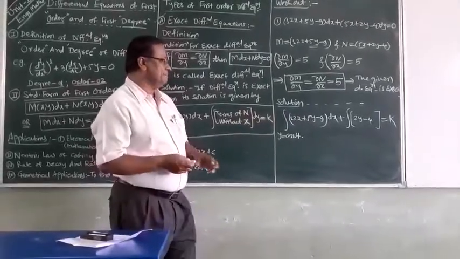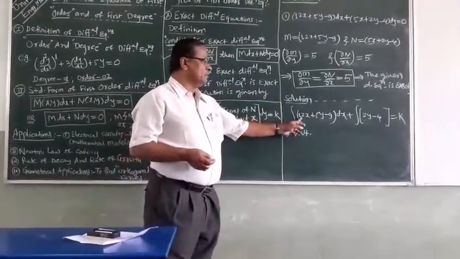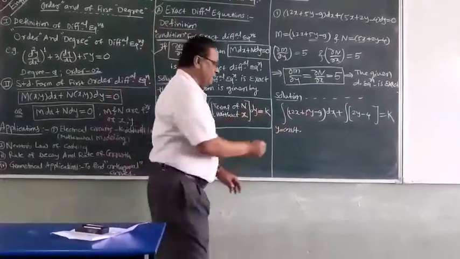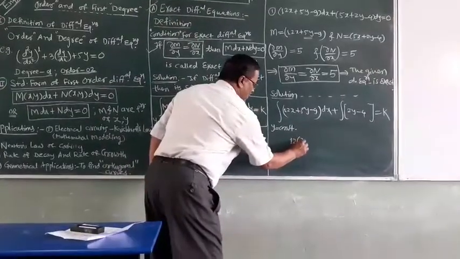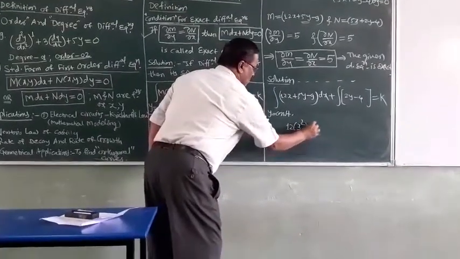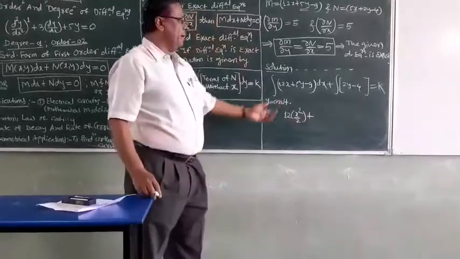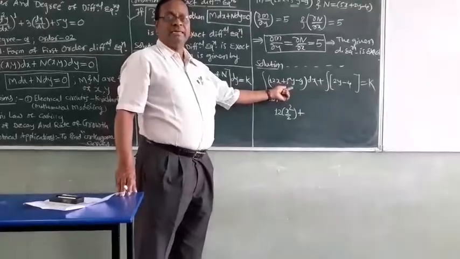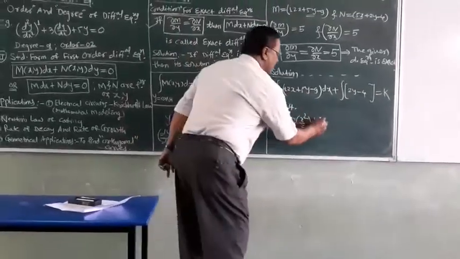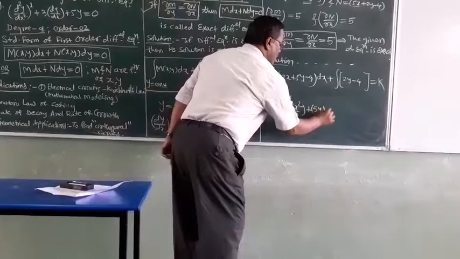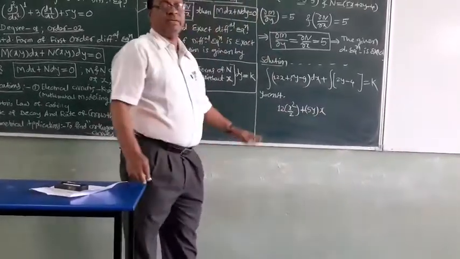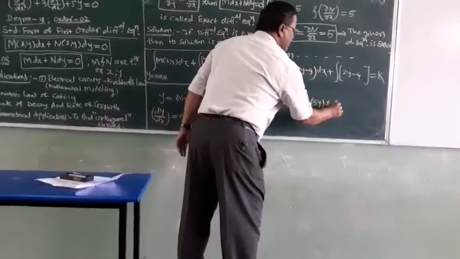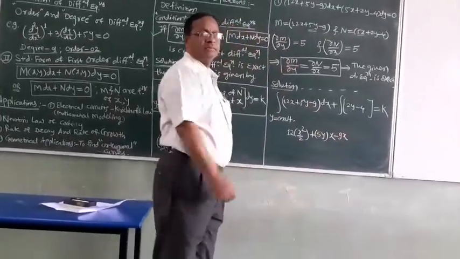What is that solution? I will integrate 12x with respect to x. 12 is constant. The integration of x is x square by 2. It will be 12 into x square by 2. Plus, now 5y is constant. So, treat this 5y as a constant. Its integration with respect to x will be 5y into x, because y is a constant. Then the integral of minus 9 is, you know, minus 9x.